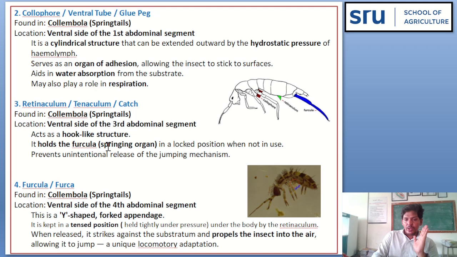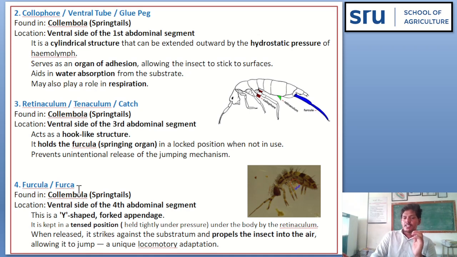It holds the furcula in a locked position when it is not in use or not functioning. It prevents the unintentional release of the jumping mechanism. It prevents the unintentional movement of this springtail. The structure is the retinaculum or tenaculum. It will prevent the unintentional movement of this springtail.